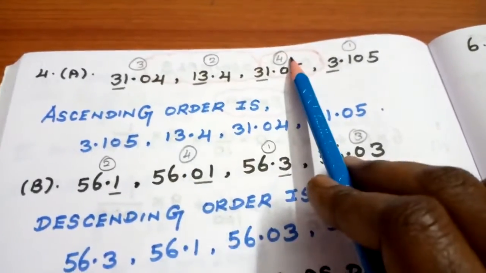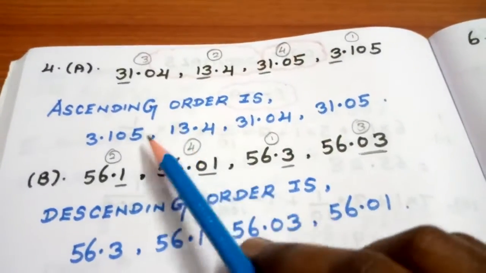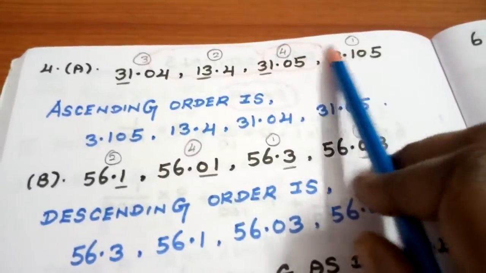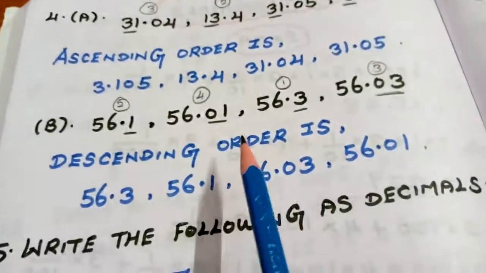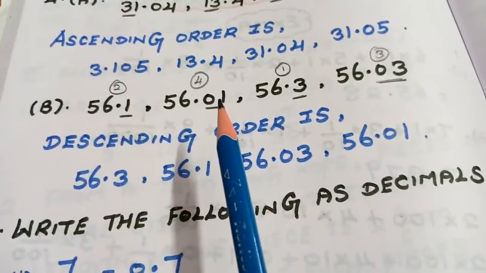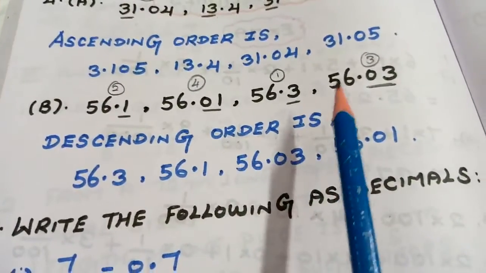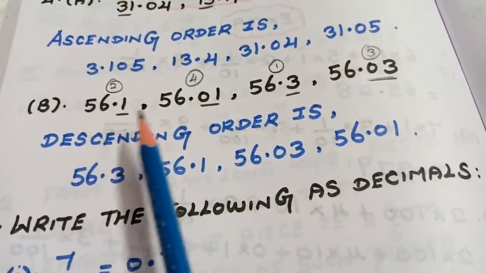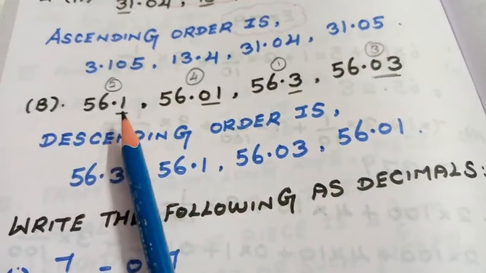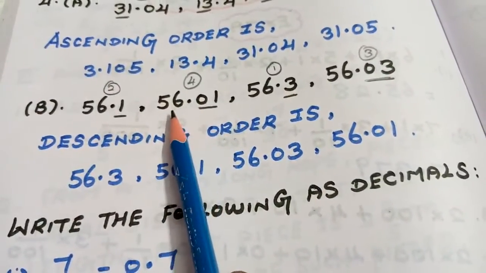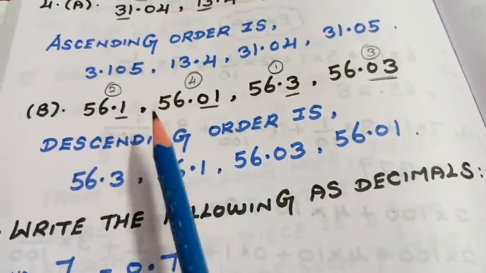Comes under 3 and last one 4. I am just arranging these numbers for your understanding. Suppose they are asking you to arrange the numbers in ascending or descending order. Before the decimal point, if you check, all the numbers are the same. 56 point. The integral part is the same, so go to the decimal part.